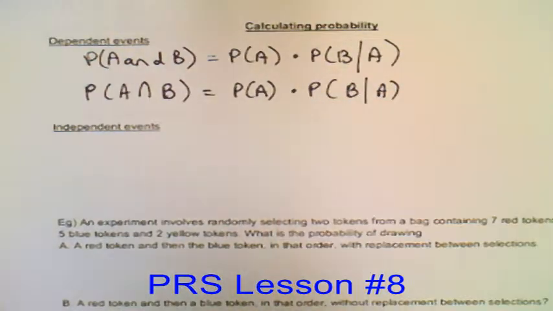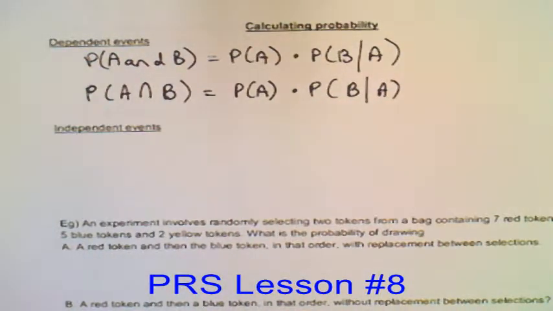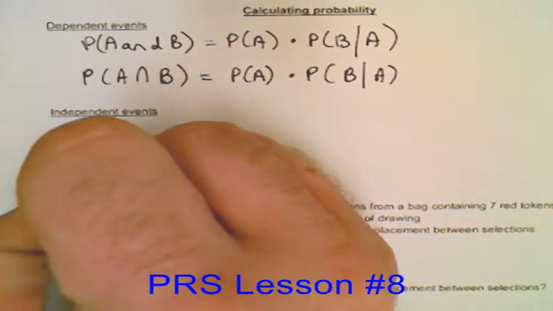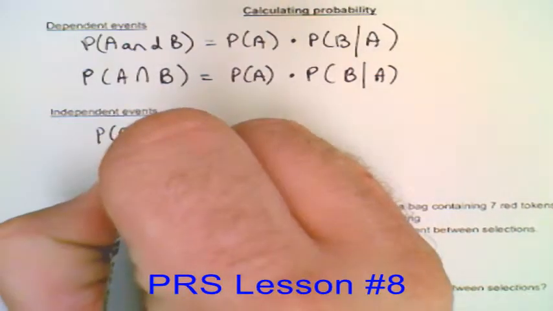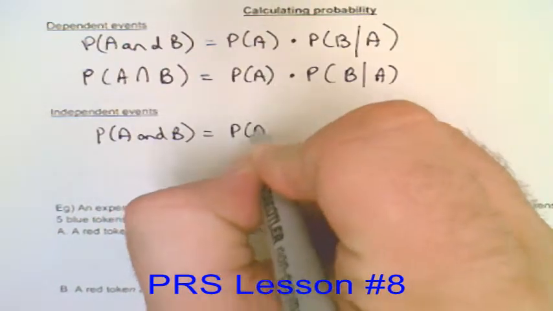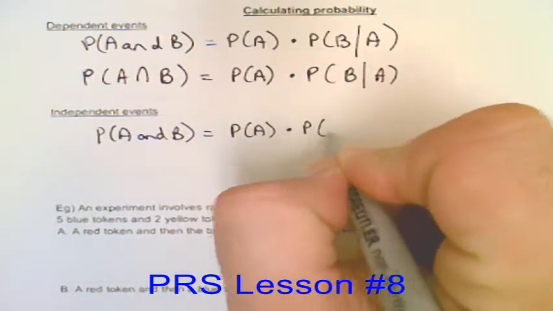Written with the symbols, the probability of A intersection B is going to be the probability of A times the probability of B given that A has already occurred. Same thing, same deal. And is a multiply. You're doing this and this. You're doing the first thing and the second thing.